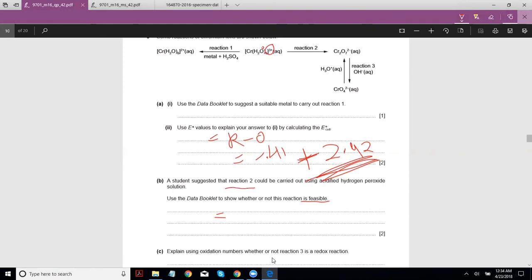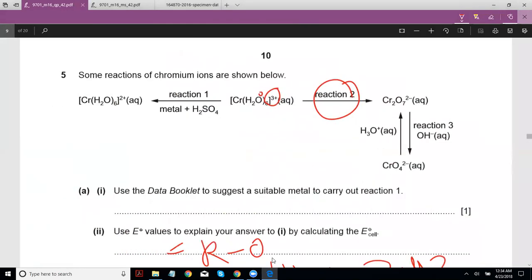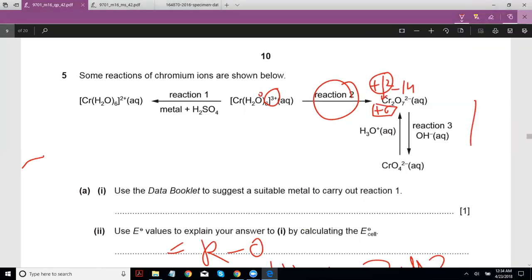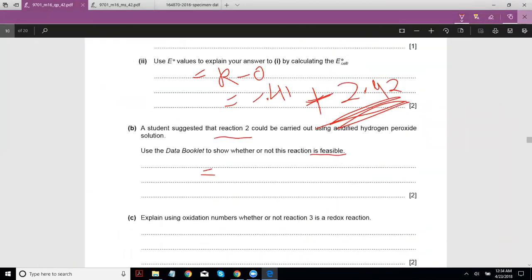They're talking about reaction 2, where chromium is going to... what will chromium become? This is -14, and whatever comes has to be +12, right? It's going from minus to a +6. So this will be +6. So it is getting oxidized, which means the reaction is feasible.